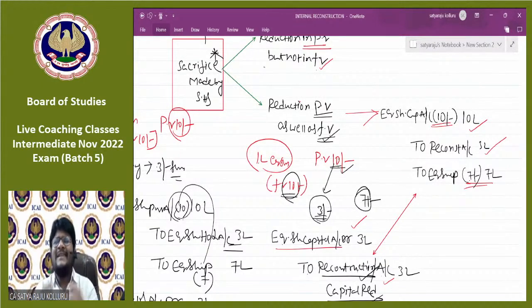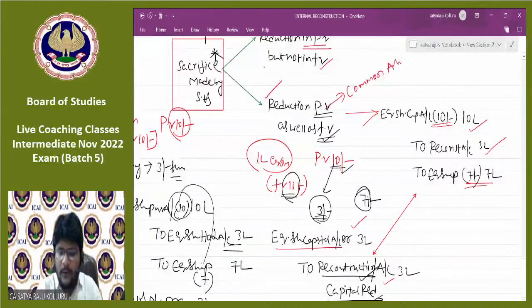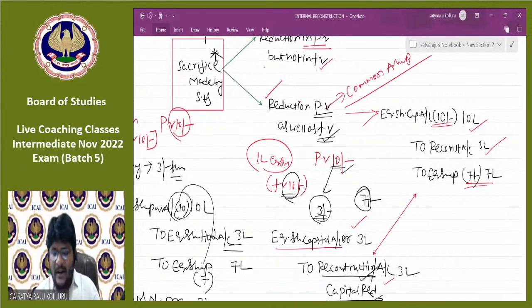In the problems, unless otherwise specifically mentioned, we should always assume that whenever an equity shareholder or preference shareholder is ready to sacrifice something, there is a reduction in paid up value as well as face value. This is the common assumption, guys. This is the common assumption in all our problems, unless otherwise specifically mentioned that there is a reduction in paid up value, but not in face value. So generally, we will assume that whenever a shareholder is ready to sacrifice something out of his paid up value, there is a reduction in paid up value as well as face value. Do you understand, all of you? Do you agree with me, guys?